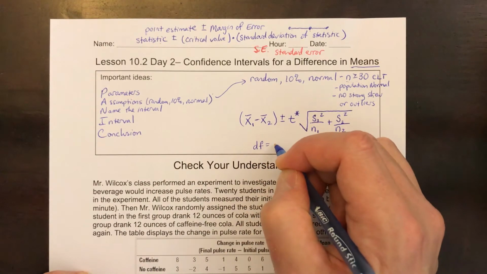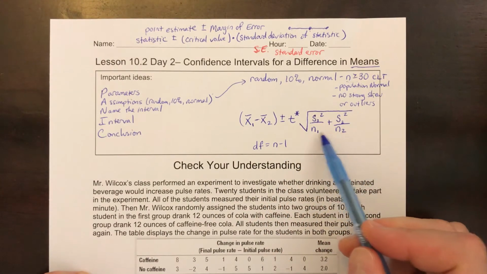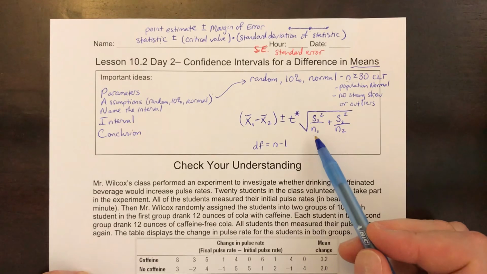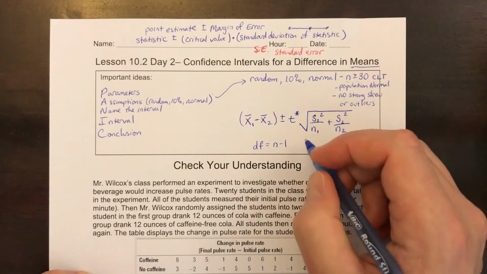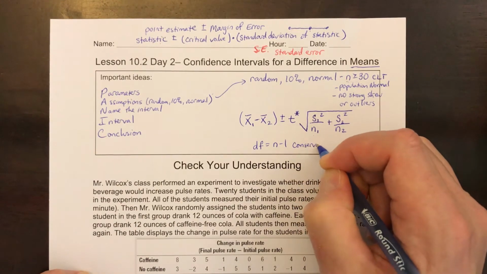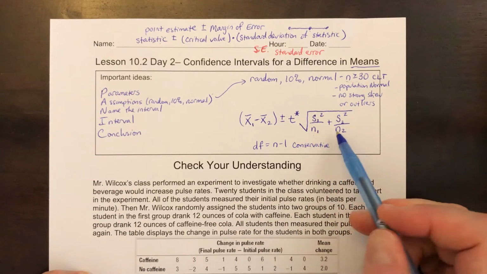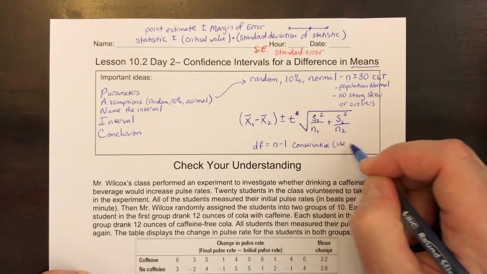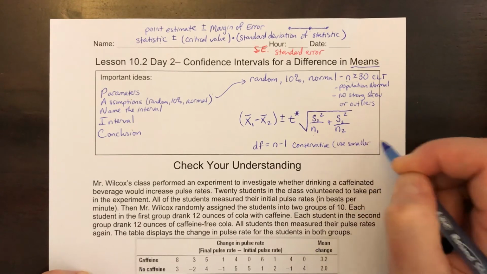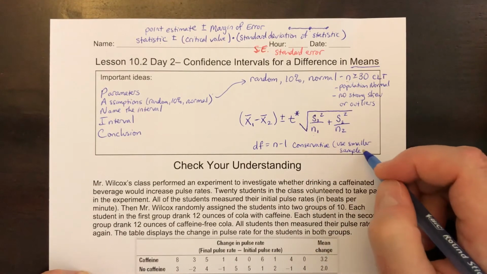Now, because we're using a t critical value, we have to talk about the degrees of freedom. Now, degrees of freedom is n minus 1. But the thing is, we have two n values, and the sample sizes are not always the same. They don't have to be the same. So what we would do, if you're using the table, we would take a conservative value. We would take the smaller sample size, and then subtract 1 for our degrees of freedom.